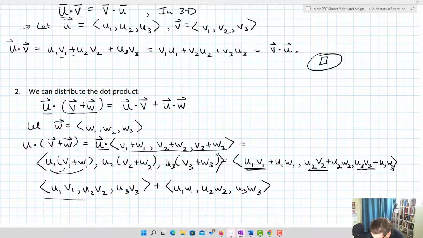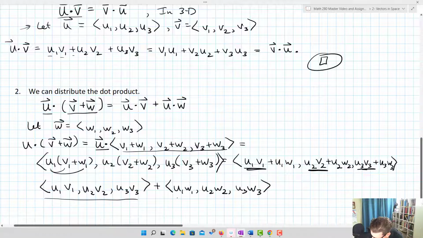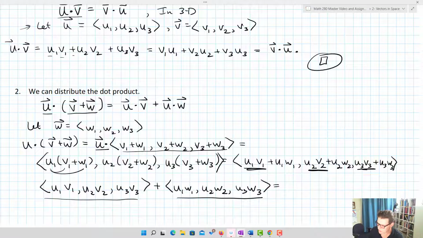Now when you look at this, this is u dotted with v, and this is u dotted with w. You might have to sit down and think about it or read through it to see what I'm talking about. So this is u dot v plus u dot w, and we've distributed. That's the distributive property, and it allows us to do quite a lot of things when we're working with the dot product.